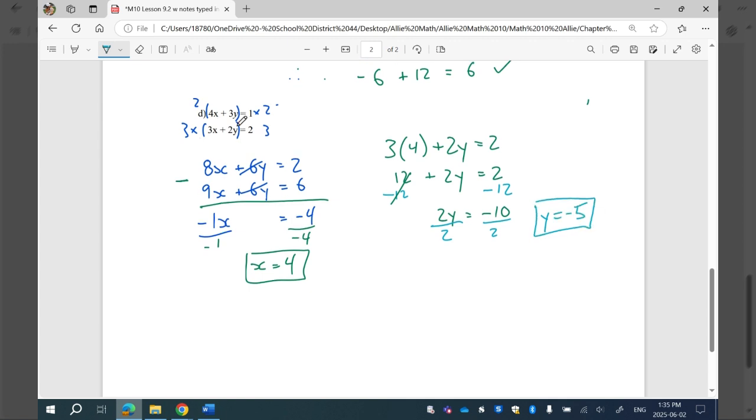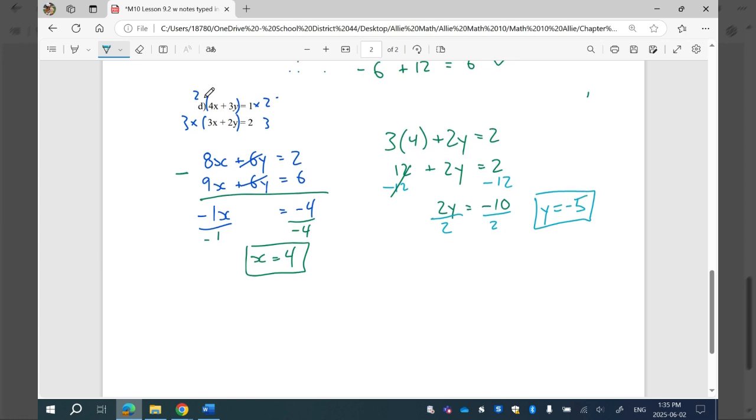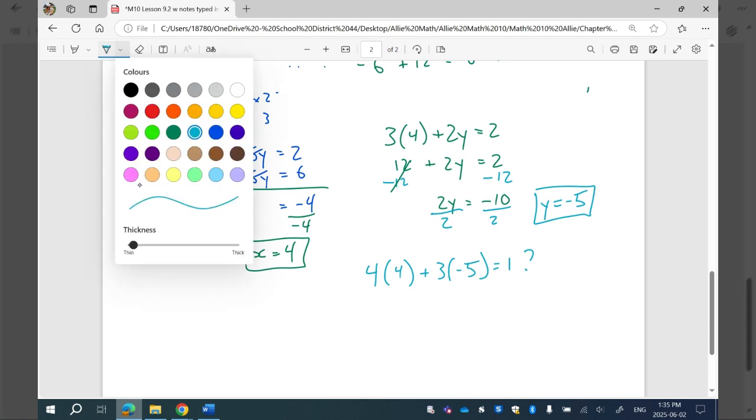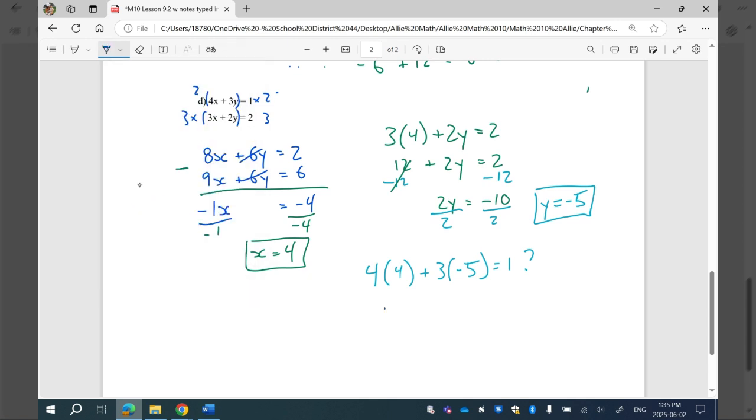And now we can use either of our original equations to check. So is it true that 4 times 4 plus 3 times negative 5 equals 1? So is it true that 16 plus negative 15 equals 1? And I would say that yes, that is true.